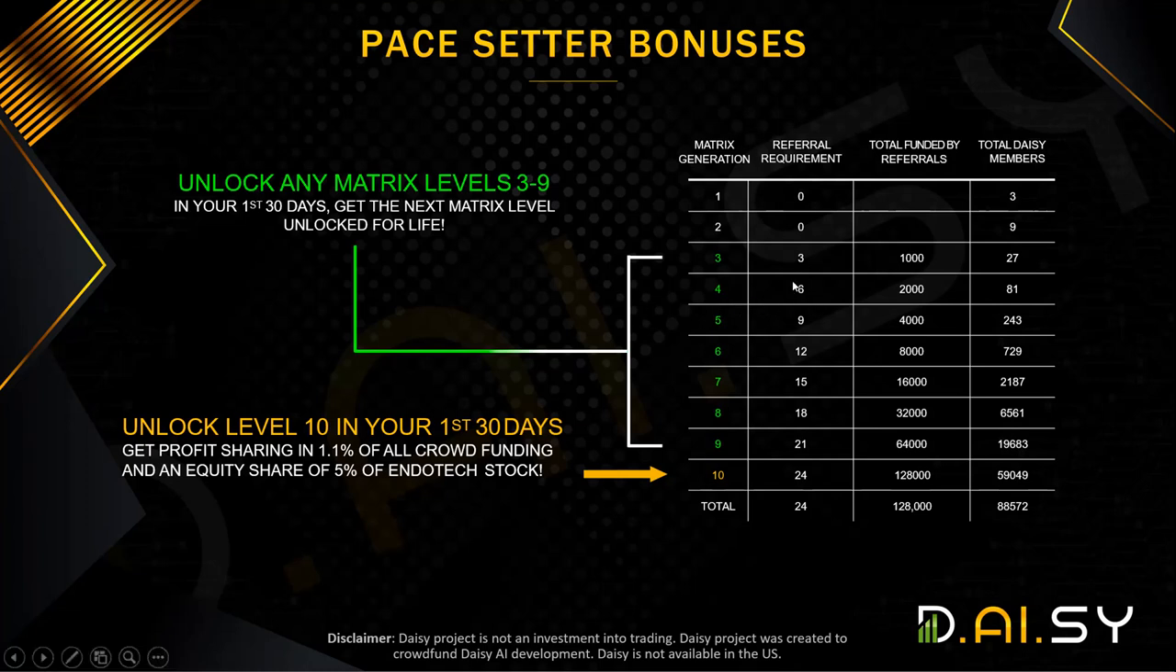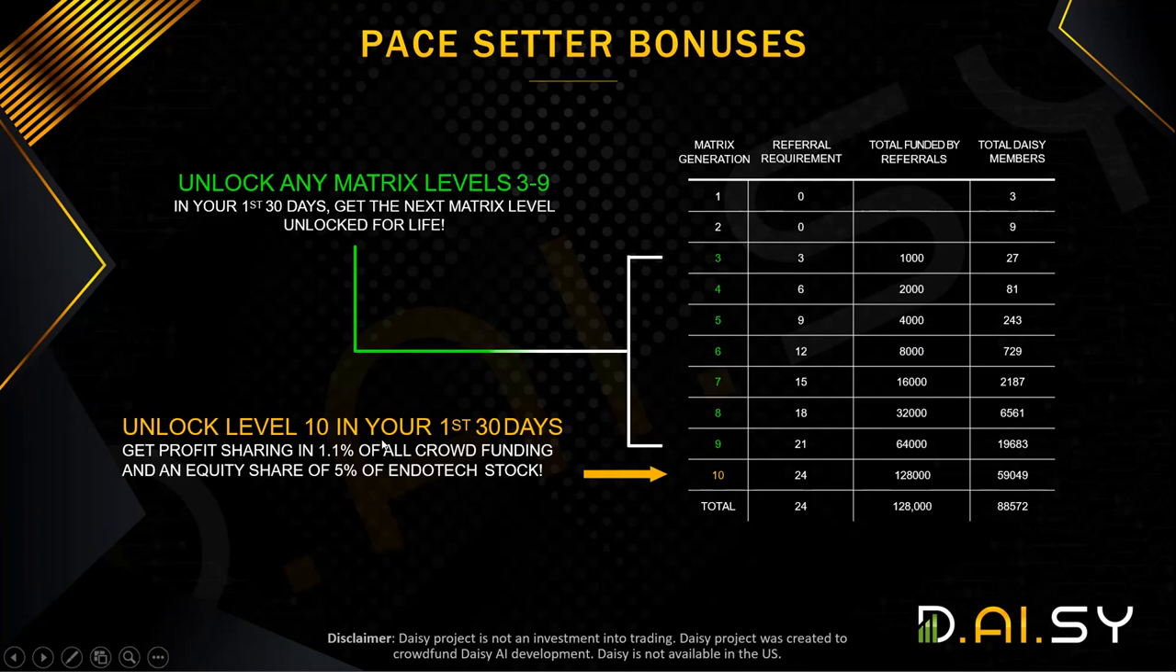If you're able to refer six people that combined buy tiers for $2,000, the company will unlock the next generation for you, meaning you will be earning on generation five. Generation five is 243 people. If you bring 12 people that combined buy tiers for $8,000, the project will open up generation five for you, and so on.